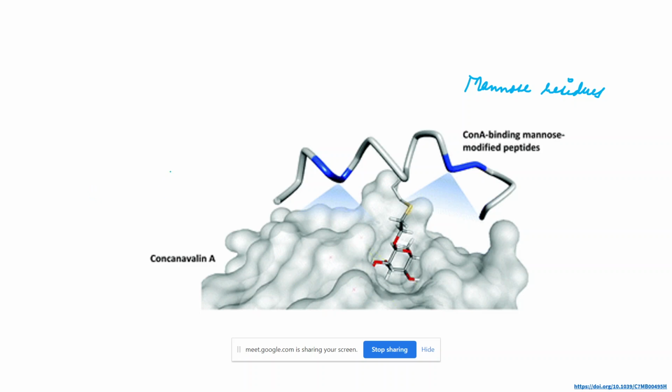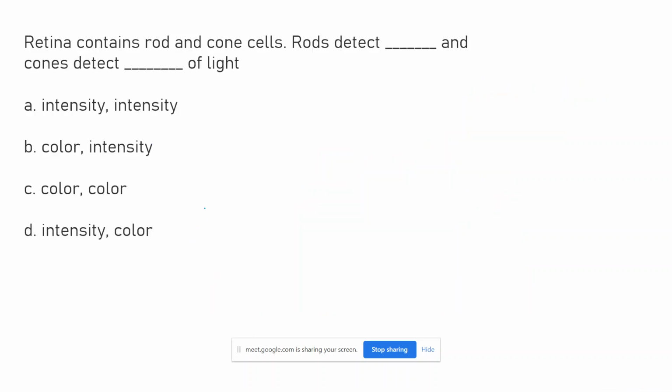So here, as you can see, here's the structure of concanavalin A, which I have taken from a research paper whose link is given. If you're interested, you can go and check it out. And here they have made some peptides which have mannose residues and they can bind to concanavalin A. So moving to the next question.